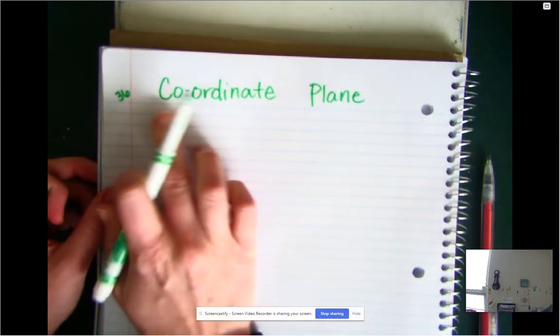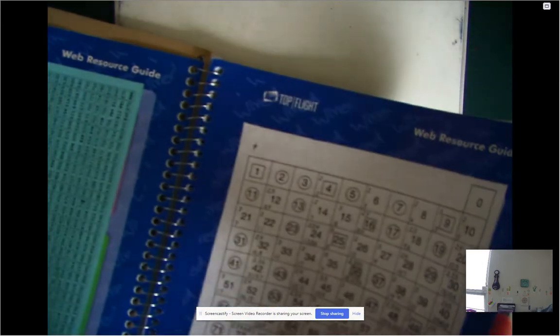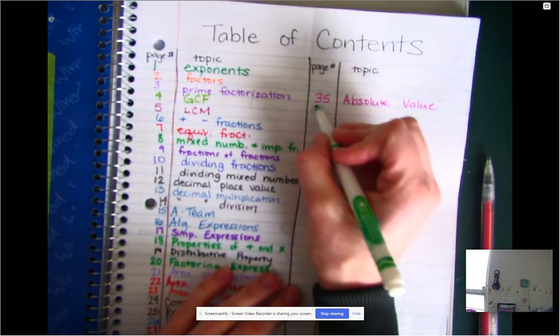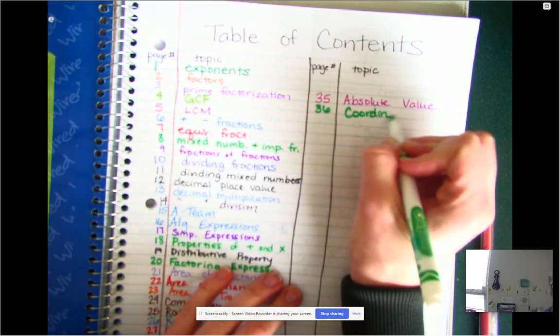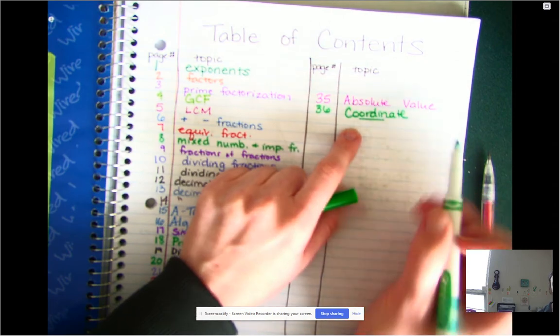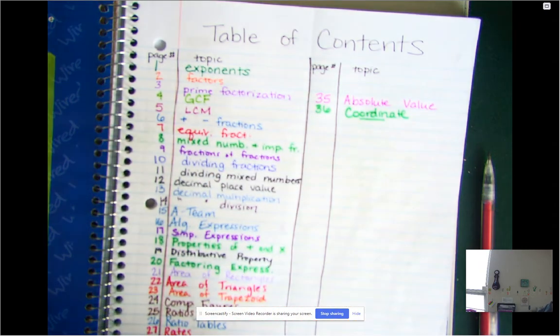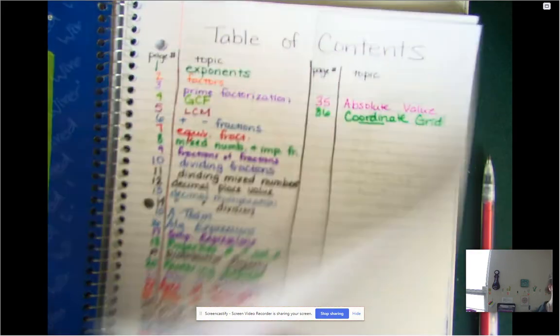You won't always see the dash in there, and that's okay because coordinate is a word on its own, but I like to highlight that because an ordinate is like order, it's a direction. Coordinate means two, which is why there's a pair. Coordinate grid or coordinate plane.